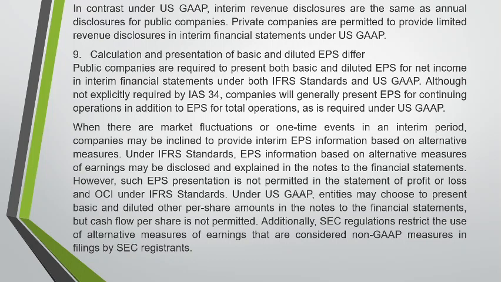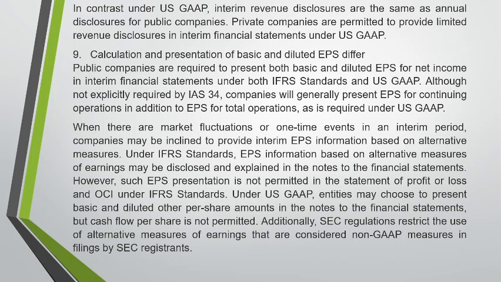Calculation and presentation of basic and diluted earnings per share differ. Public companies are required to present both basic and diluted earnings per share for net income in interim financial statements under both IFRS and US GAAP. Although not explicitly required by IAS 34, companies would generally present earnings per share for continuing operations in addition to EPS for total operations, as is required under US GAAP.